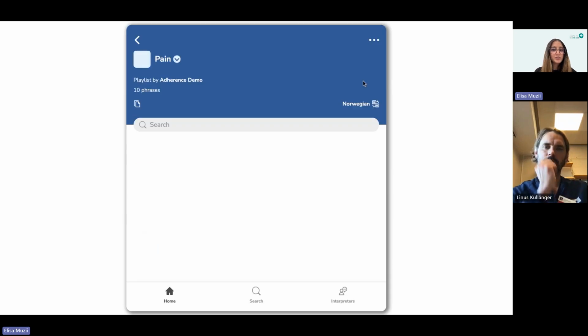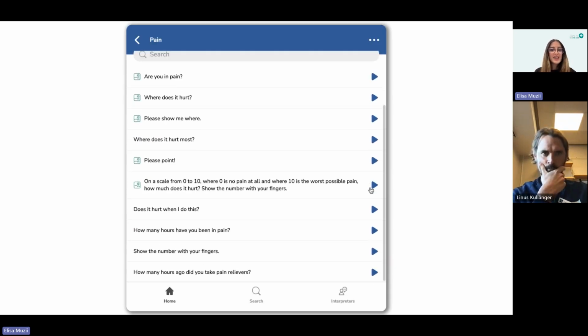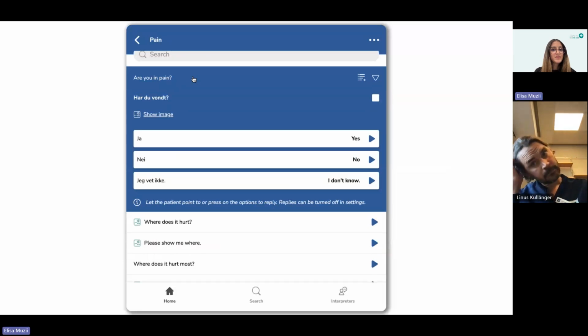So I click on the playlist and you can see that there is a list of phrases that appear in a certain order. This order, of course, can be revised and changed. You can add more phrases or remove phrases from the playlist. Now, to translate, you click on a phrase. Har du vondt? Are you in pain? And you can see that the translation plays both in audio and text formats in the patient language.